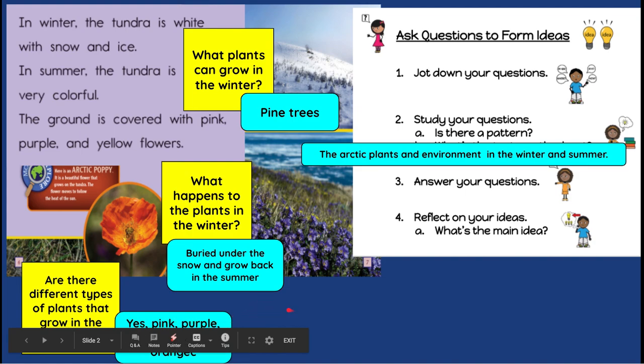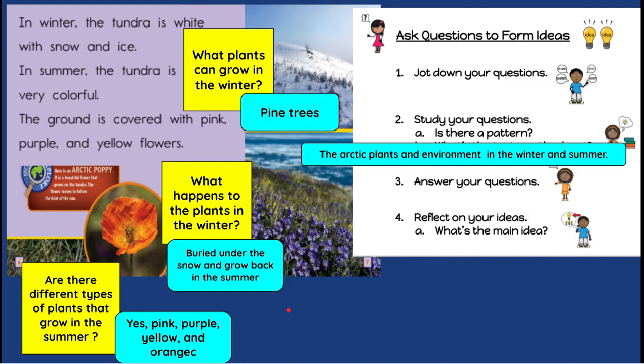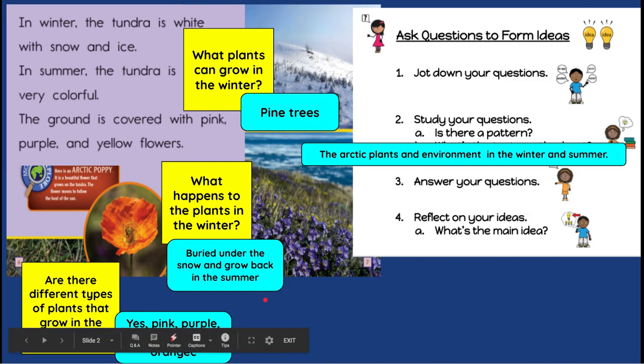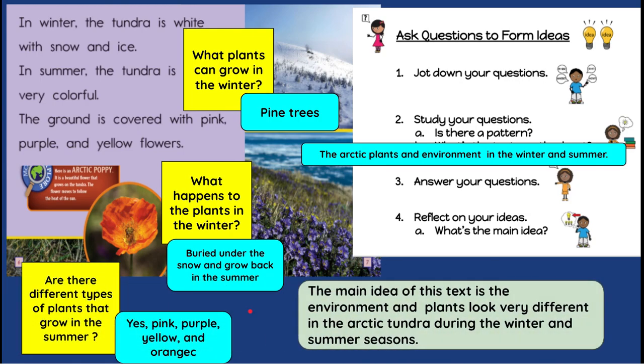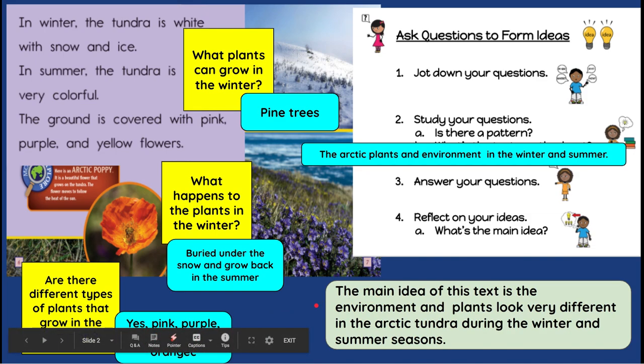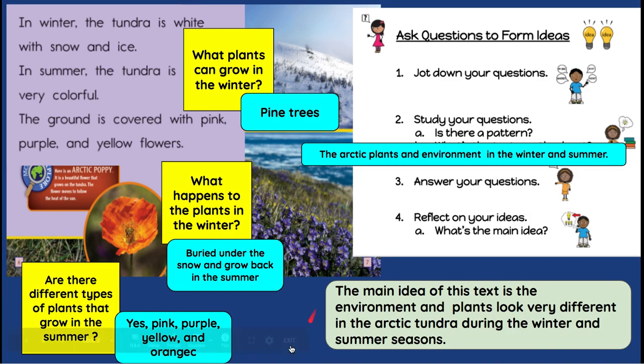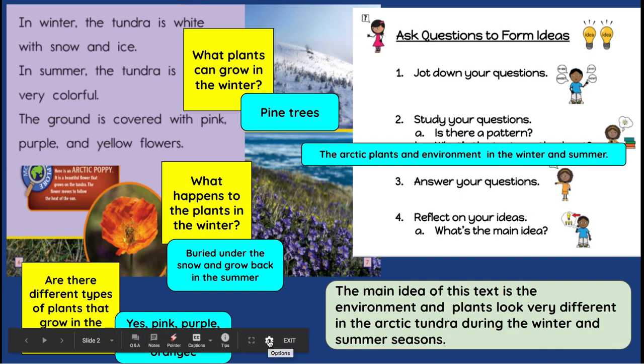So now it's your turn to try. Oh, wait, I almost forgot. Now I need to think about what the main idea is. So now that I look back and think about it, I notice the main idea of this text is that the environment and plants look very different in the Arctic tundra during the winter and summer seasons.